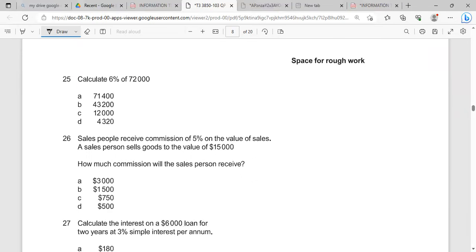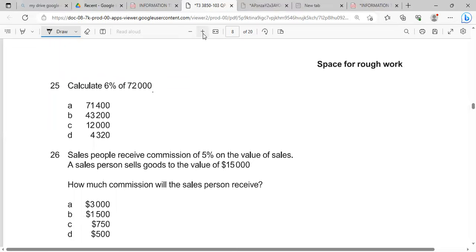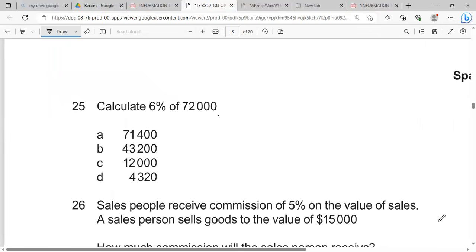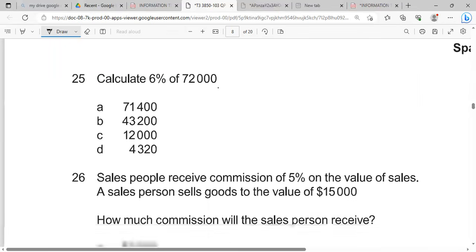All right, 25 says, what is 6% of 72,000? So what does percent mean, guys? Somebody type that in the comment section. What does percent mean? All right, well done. Yes, percent means out of 100. So it will be 6 out of 100 times 72,000.